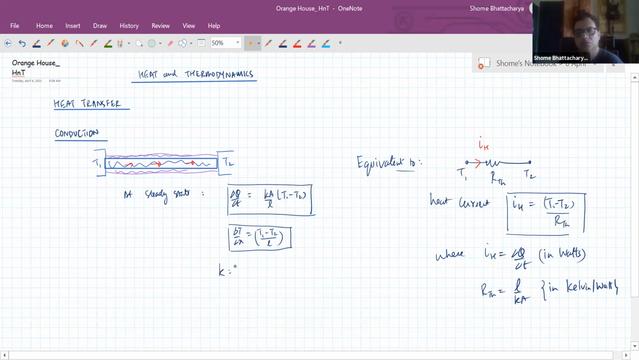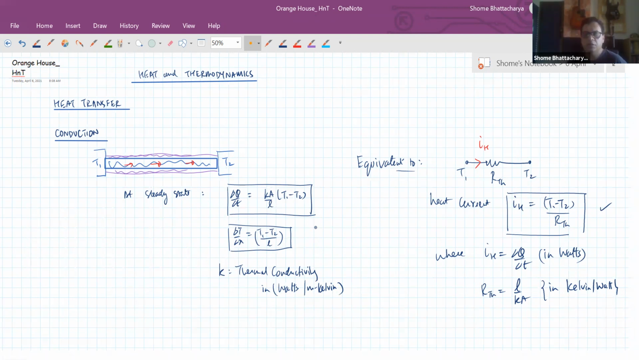Whereas K was thermal conductivity of the material in watts per meter Kelvin. Okay. So this becomes a very useful formula or a useful way of relating this situation, especially whenever we have combination of conductors. So we had seen series and parallel combination of conductors and how to relate this.